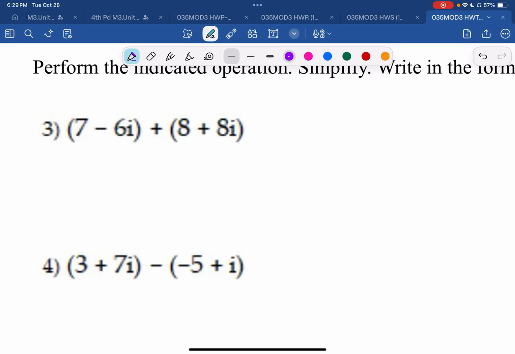So I'm going to start by combining my like parts. My first real and real parts, I've got 7 plus 8. Those parts we're going to combine together. So the 7 plus 8 gives me 15. Then I've got minus 6i and plus 8i. So together that gives me plus 2i. And that's it.